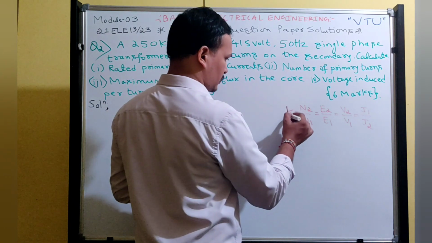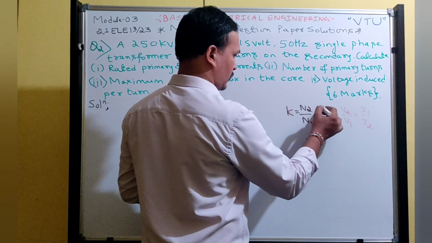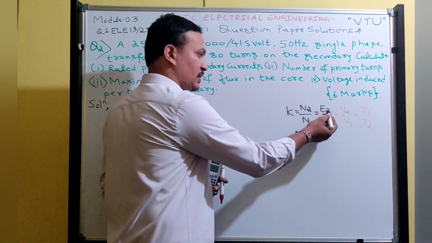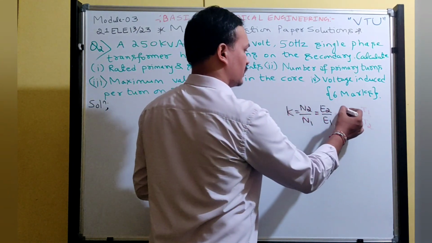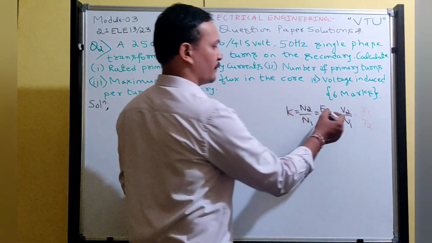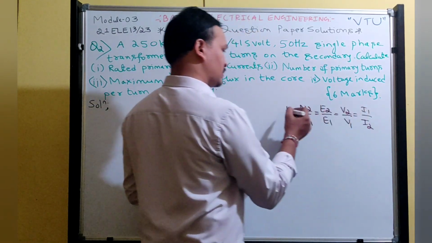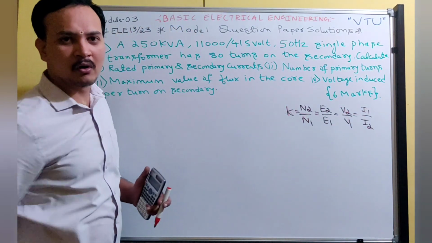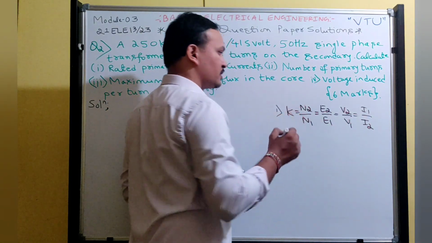It is not visible, so I am overwriting here. N2 divided by N1 is equal to E2 divided by E1, meaning the ratio of secondary induced voltage to primary induced voltage, that is also called K. The ratio of secondary terminal voltage to the primary applied voltage is also K. And the ratio of primary rated current to the secondary rated current is also called K. K can be calculated from any one of these 4 ratios. Okay, got it? So this is one formula you must remember.